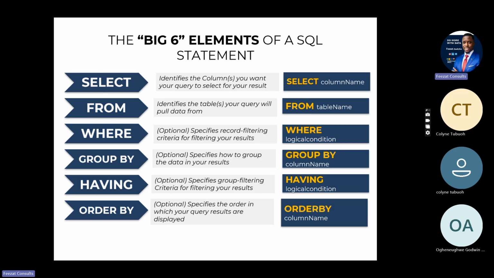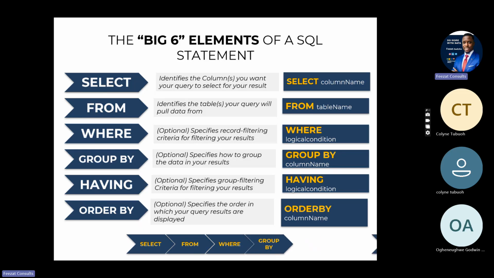Does that make sense? So these are the big six elements of a SQL statement. You can see it starts with select, then we have from, then where, then we have group by, then we have having, and the last one is order by. So let's go to a practical scenario on how we can use all of these big six SQL statements.